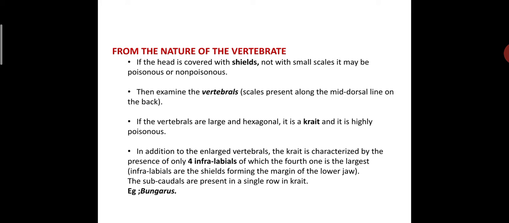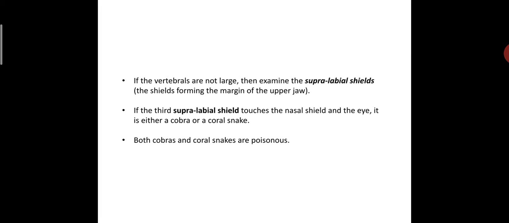Example, the banded krait is a poisonous snake. So if the vertebrals are not large, then examine the supralabial shield. If the supralabial shield is also bigger in size, then surely it is poisonous. If the vertebrals are not large, we have to see the shields. If the third supralabial shield touches the nasal shield and the eye, it is either a cobra or a coral snake. Both cobra and coral snake are poisonous.